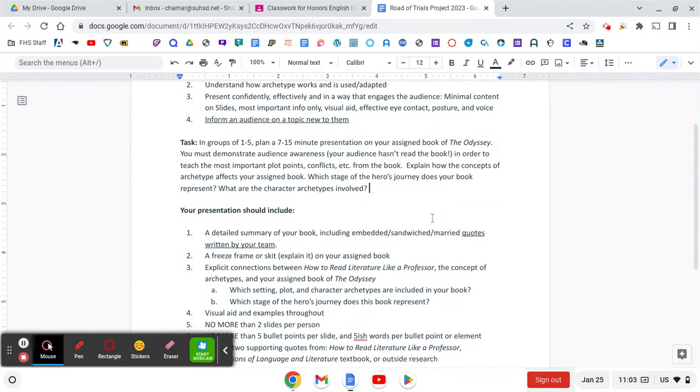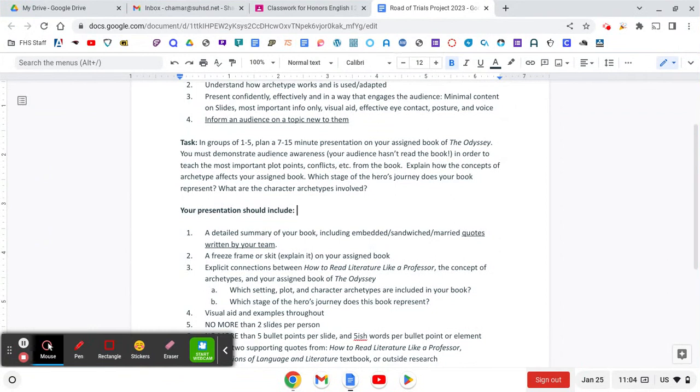Remember to demonstrate audience awareness: your audience hasn't read the book. They're not going to be familiar with the story. So you can't just jump right into analysis. You're going to have to summarize that plot first, okay? Since your audience hasn't read your assigned part yet.